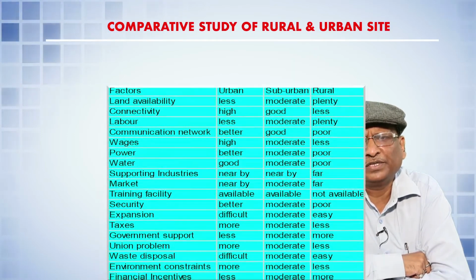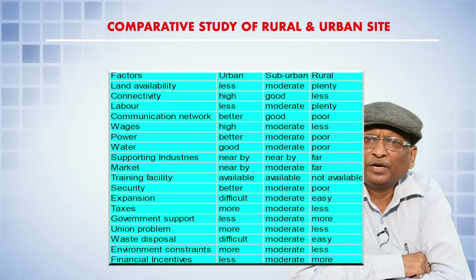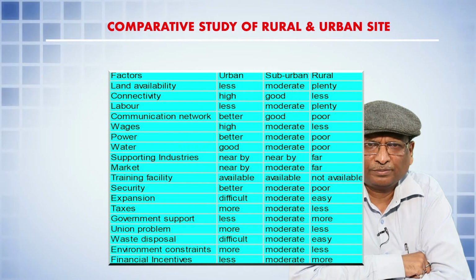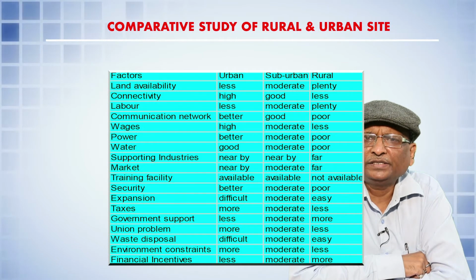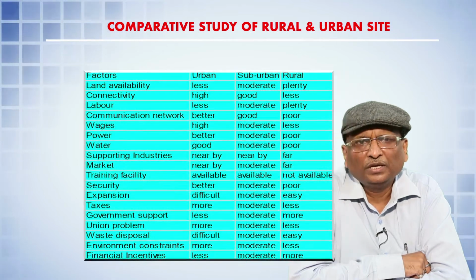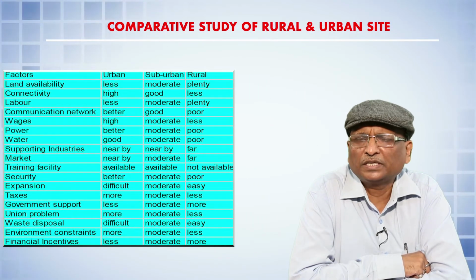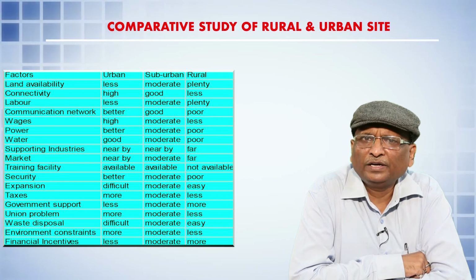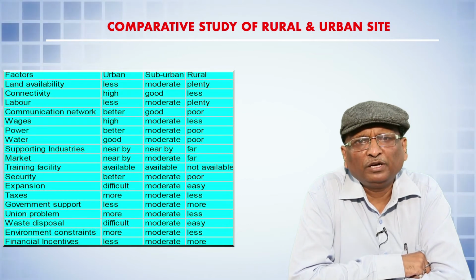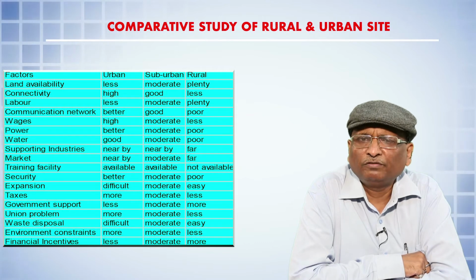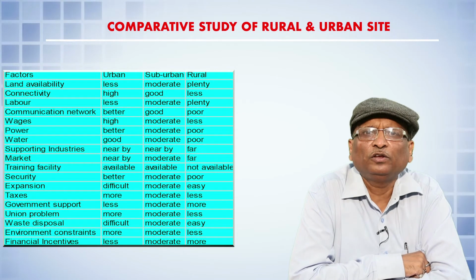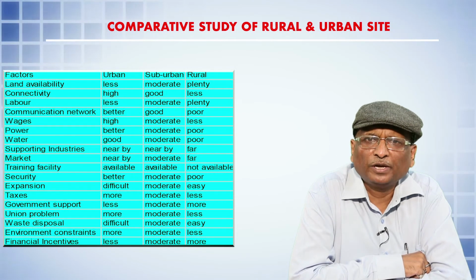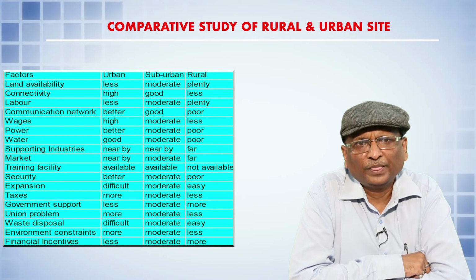You have to give due consideration while making a decision for a plant location. Now, this is a comparative study of urban, suburban and rural sites. On the left side we have given several factors, on the right side we have made a comparison. The factors which we have discussed, just like land availability: in the case of urban, land availability is less or at a higher cost, while in the case of rural you will find plenty of land, while in the case of suburban areas you will find moderate.